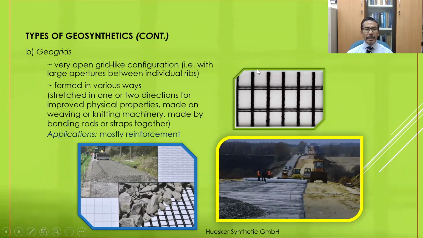The second type is what we call geogrids. Geogrid is made from ribs which are arranged parallel, and another set also parallel, but these two sets of ribs are arranged perpendicularly to each other, and then there are openings between the ribs, as shown in this photo. The usage of these geogrids for reinforcement normally can be used for the construction of roads, as shown in these two photos.